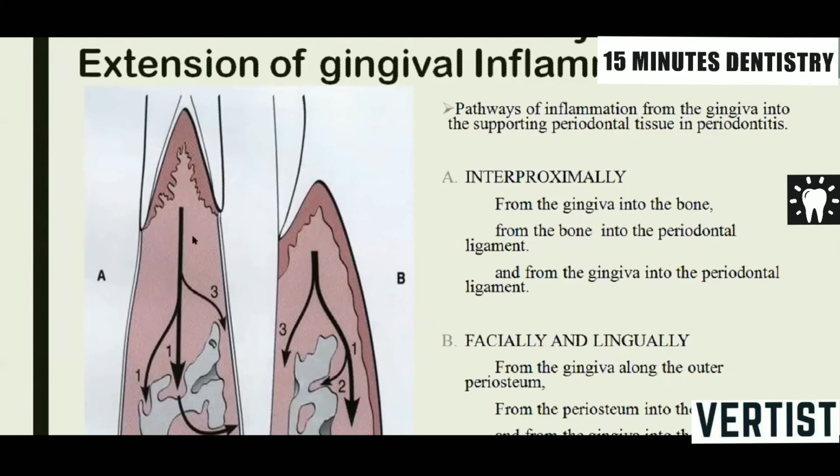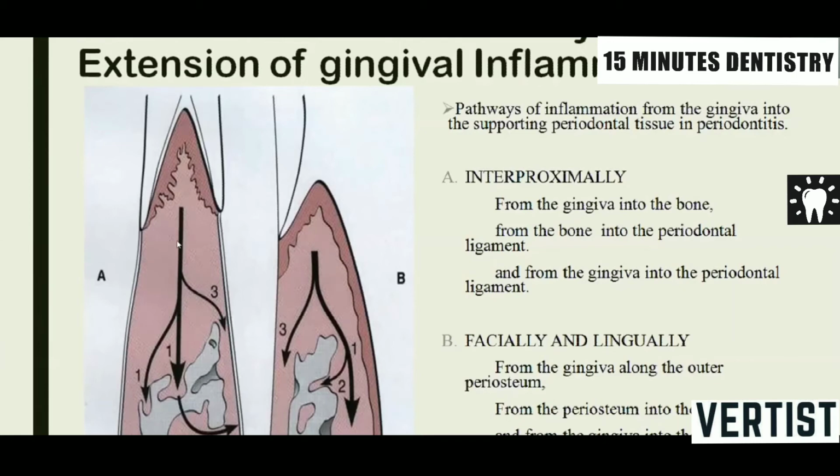Interproximally from the gingiva, you can see number one, it goes right into the crest. The inflammation travels along the course of the blood vessels, through the connective tissue fibers and through the collagen bundles. So this inflammation travels right into the crest, in the middle, or it can even go at the side of the crest here, and also from the gingiva into the periodontal ligament, and from the bone also into the periodontal ligament.